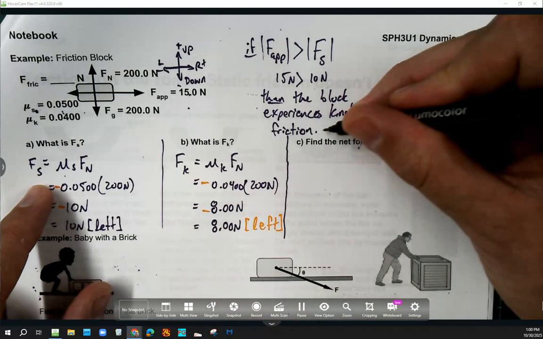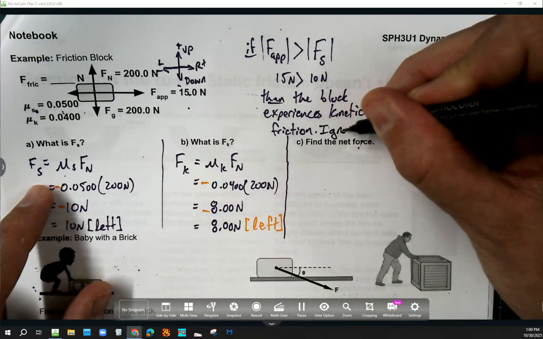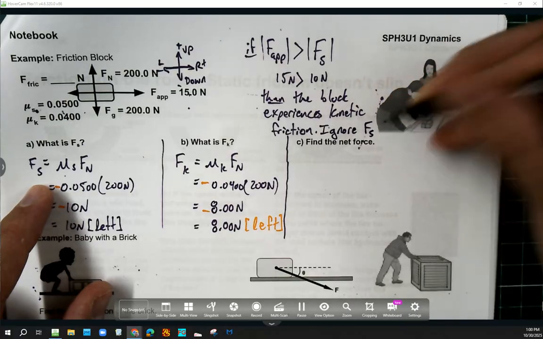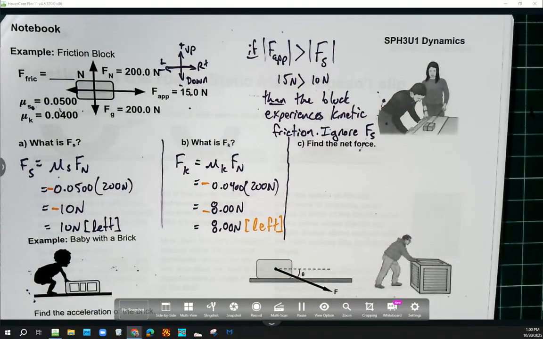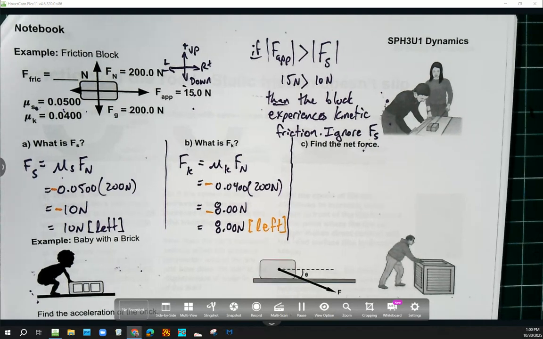So I'm just going to put it out there, ignore Fs, because I don't want anybody to fall into that trap of saying that it's going to experience both at the same time. It's an either-or situation. It's either sliding or not, okay?